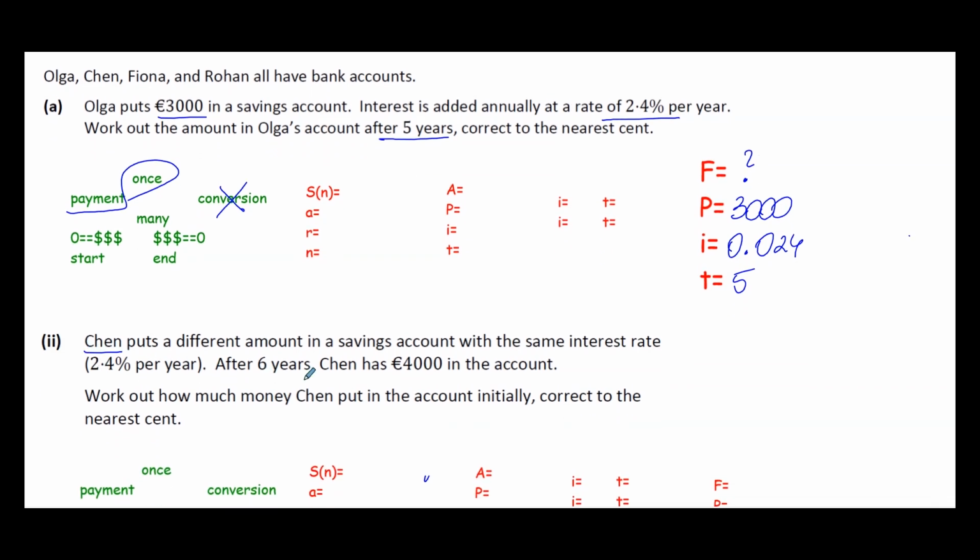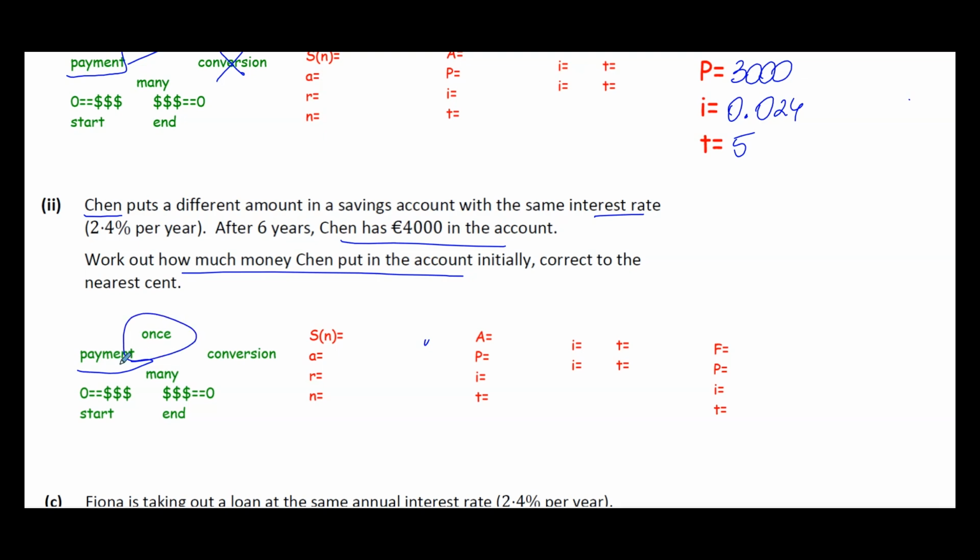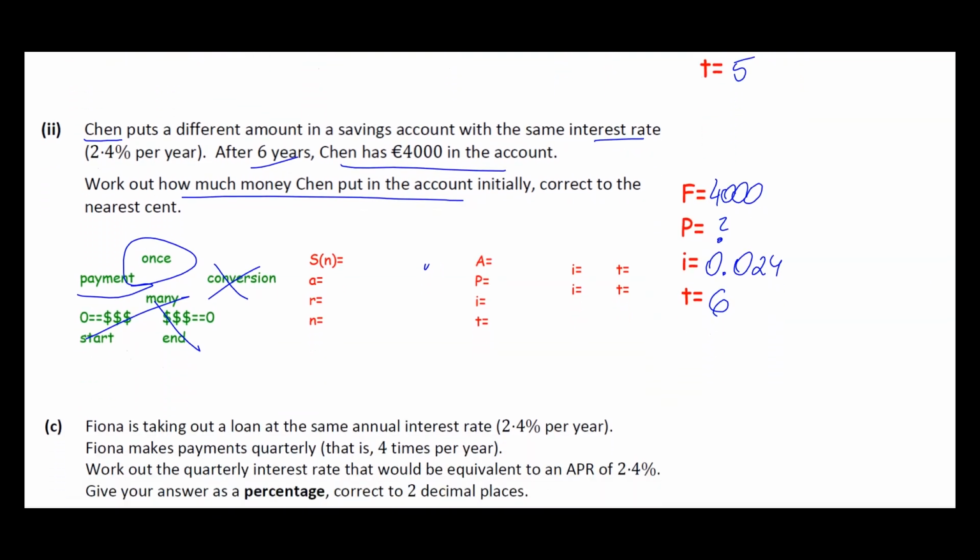In the next part, Chen puts a different amount in a savings account at the same interest rate, and after 6 years, he has 4,000. Work out how much money he put into the account. So here again, we have that once-off payment, not conversion, not monthly. So we know again that is our compound interest formula. This time, what do we know? We don't know how much he invests. We know that F will be 4,000. The interest rate is the same, 0.024. The only difference is the period of 6 years instead of 5. Sub that in and solve it.